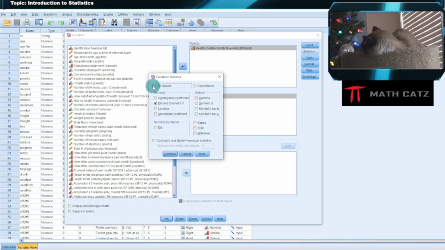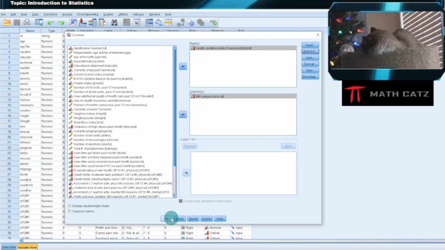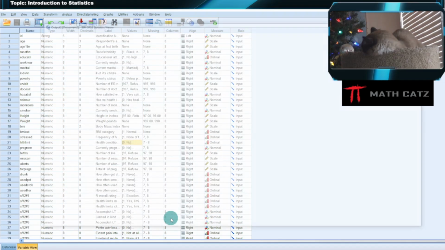You want to make sure that Chi Square is checked. That is the test that we're going to use. If you wanted things like effect size, you can check Phi and Cramer's V, and whatever else you may be interested in. But for our example, we'll just keep it super simple. Click on Continue there, and then click on OK.